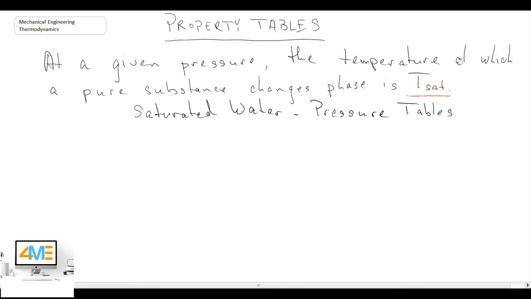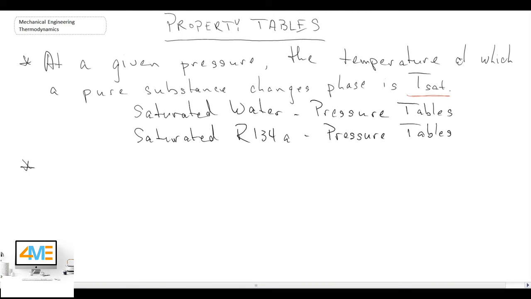And if you're dealing with R134A, that would be saturated R134A, and again the pressure table. So that's one set of tables that you'll be using, so I'll star that.